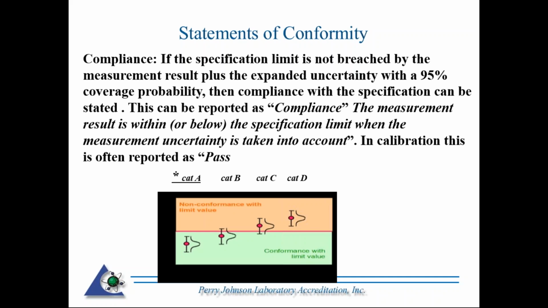So what's illustrated here is various scenarios, and we're just looking at one specification limit. If you look at category A, we have a reported value. With the measurement uncertainty, you can see that it's all within the conformance zone. Hence, an organization can specify a pass for those points that fall within category A.